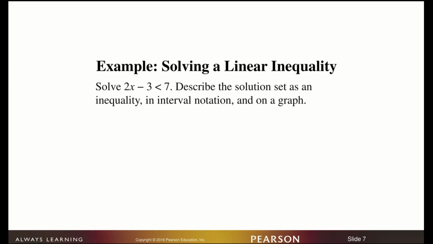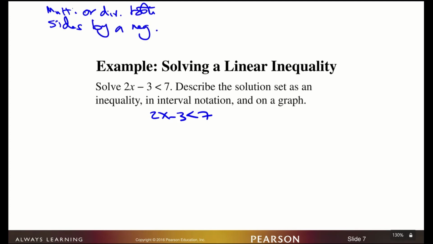All right, so here's a very simple inequality that we can solve. We have 2x minus 3 is less than 7. And here we can go ahead and remember, we treat these exactly like equations with two exceptions. One, remember, multiplying or dividing both sides by a negative number changes the direction. This is a mandatory change that must occur.